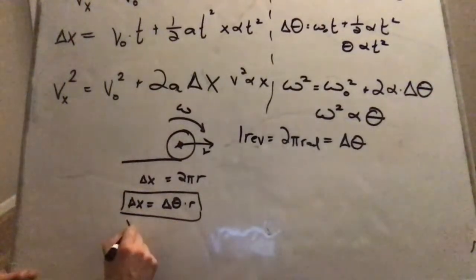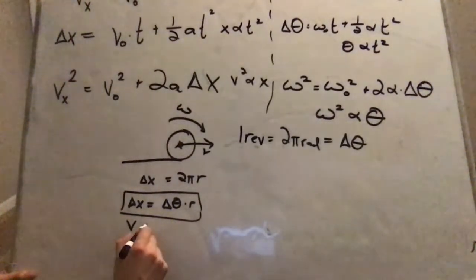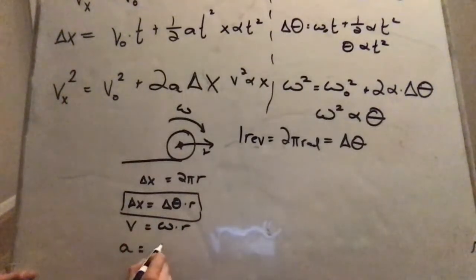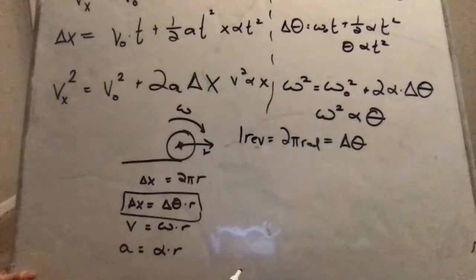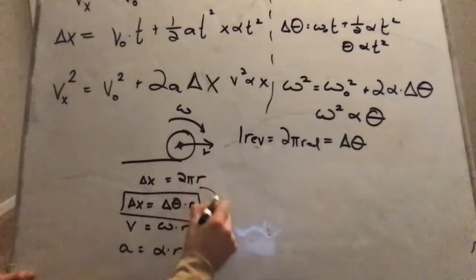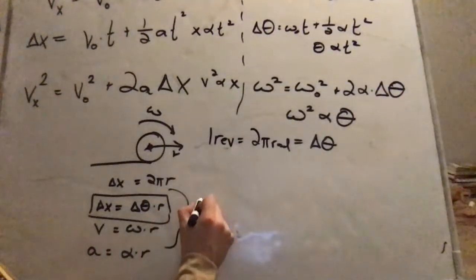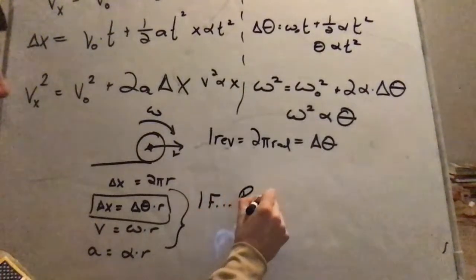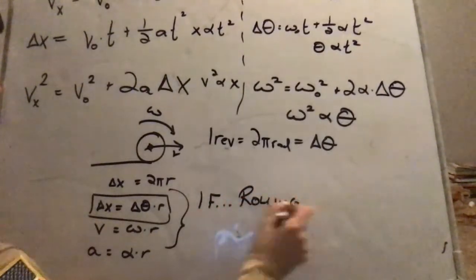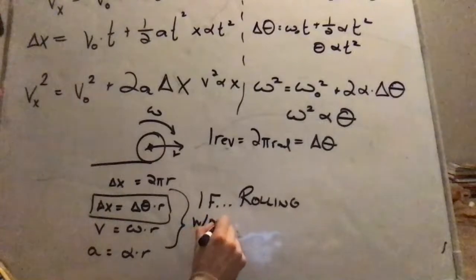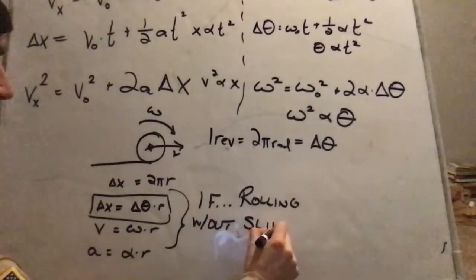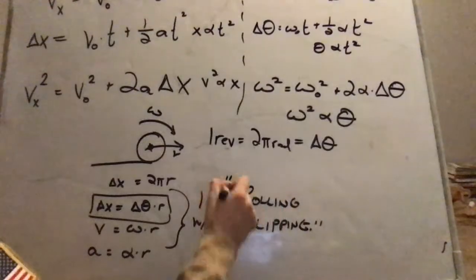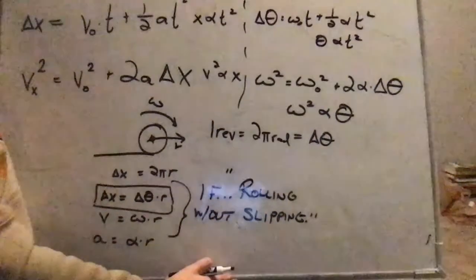And then we said the same was true for all of our linear variables. Omega times r equals v. Alpha times r equals a. This is true only if you are rolling without slipping. And that is language you see on AP exams. Rolling without slipping.